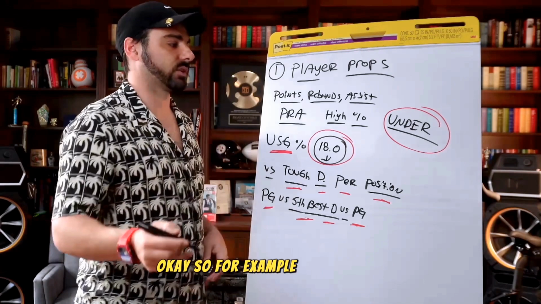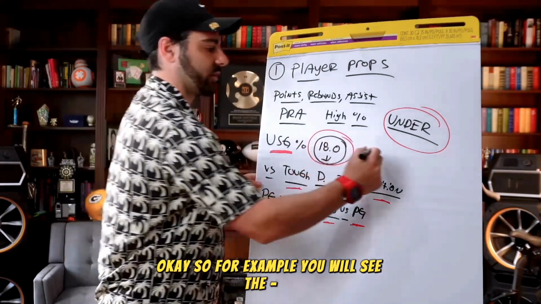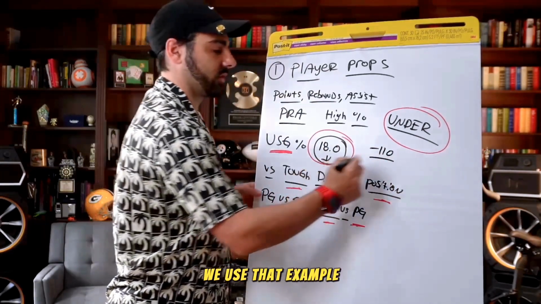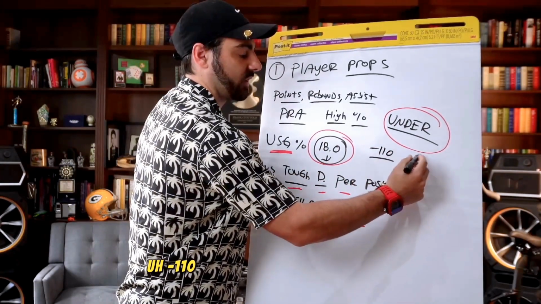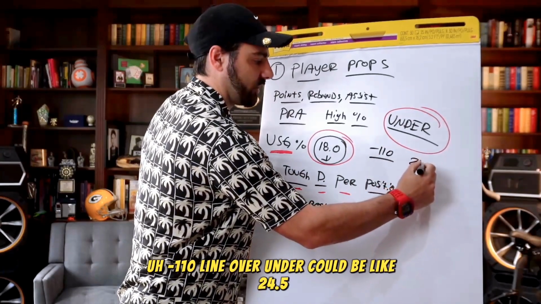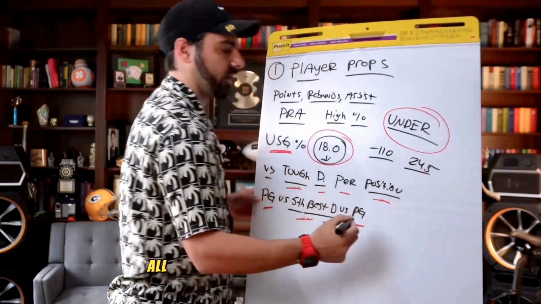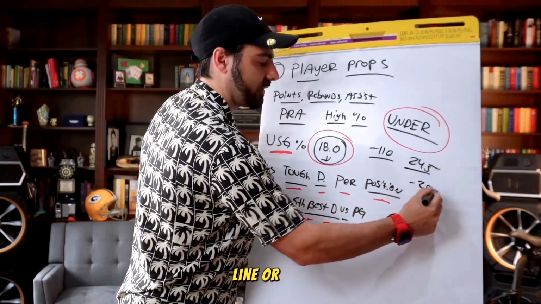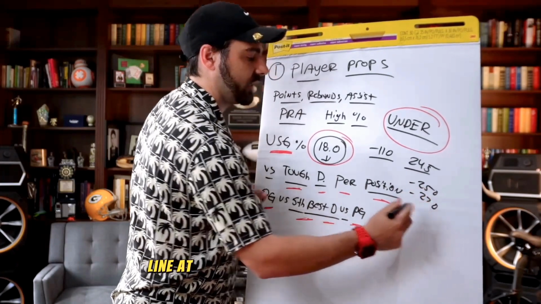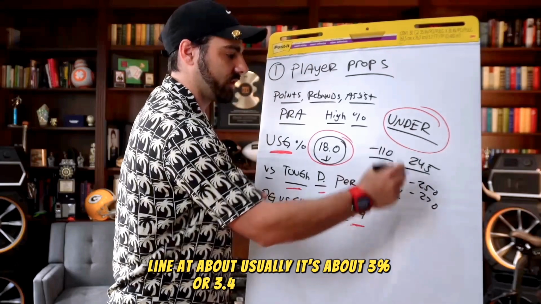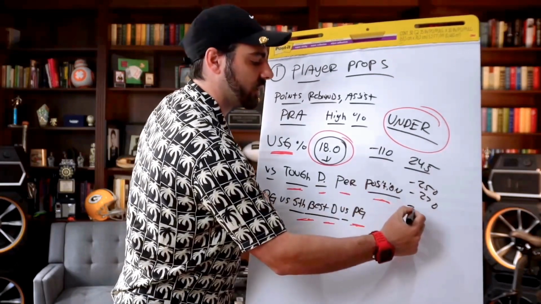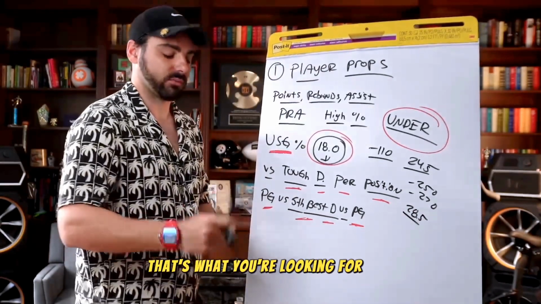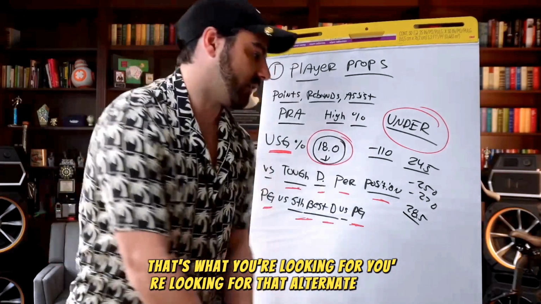Okay, so for example, you will see the minus 110 line probably. Let's just use the point guard for example. Minus 110 line over under could be like 24.5. What we're looking for is like a minus 250 line or a minus 270 line at usually about a 3 or 3.4 point difference, 28.5. That's what you're looking for. You're looking for that alternate prop.